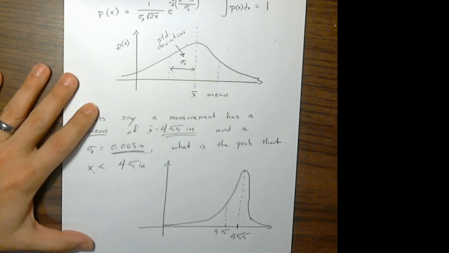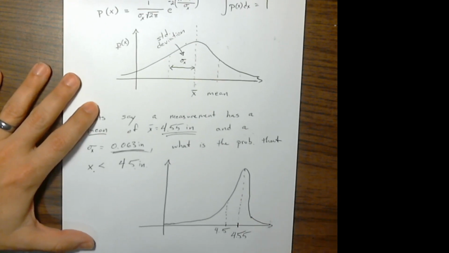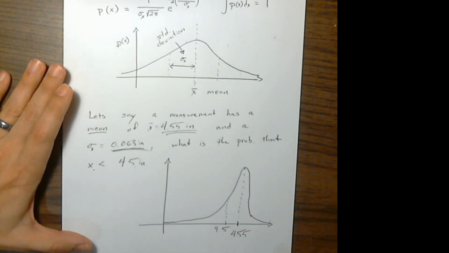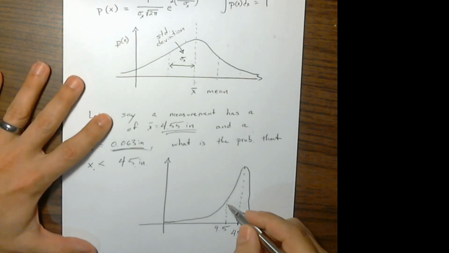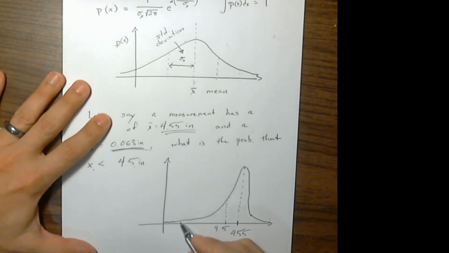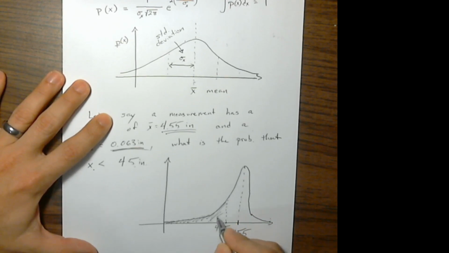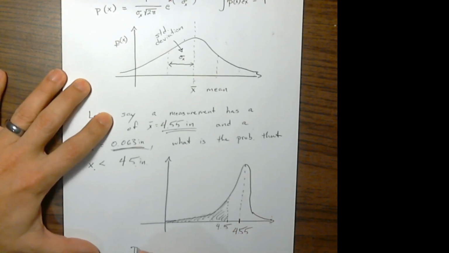It's a bit of a lumpy sketch, so apologies for that. So if I just ask you a question, what is the probability that one of my measurements is less than 4.5? What we need to do is calculate the area under this curve. So the probability that a measurement comes back as less than 4.5 is the integral from negative infinity to 4.5 of p of x.